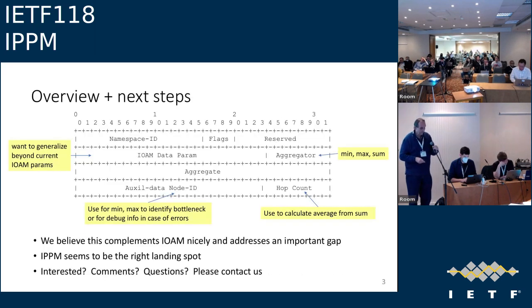So, this depicts the proposed data structure that we have here. Essentially, the things to note is we have an aggregator that is indicated as the function that we want to use, and then the metadata or the data being the aggregate itself, as well as some auxiliary information such as the node ID and the hop count. Anyway, so we believe this complements IOM nicely, and this seems to be the right landing spot. Thanks. Junji?